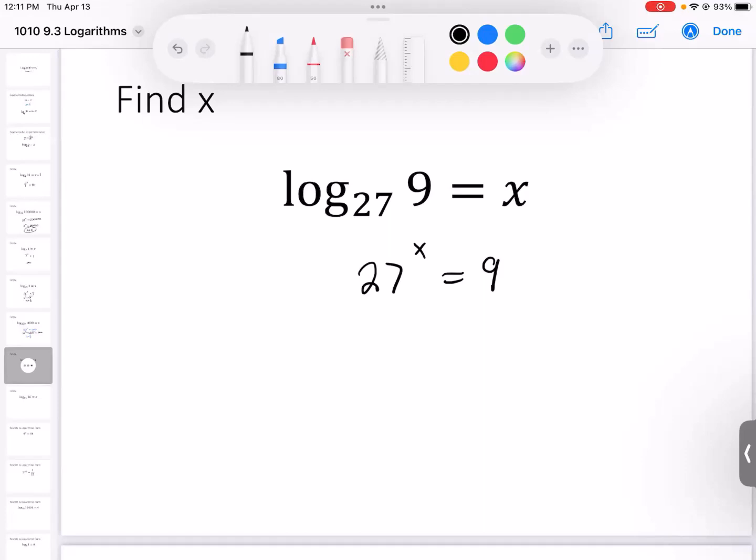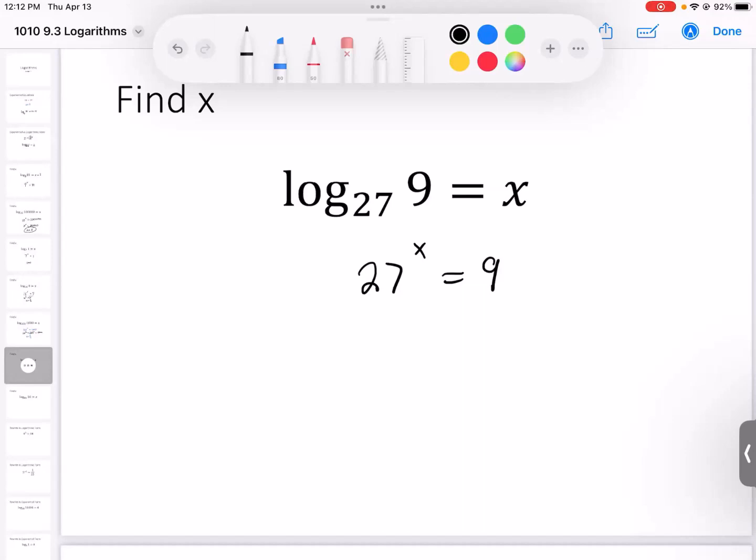Less than, right? Because if you did 27 to the first power, that would equal 27, but we want it to equal 9. So we know that it's going to be less than 1. So we're going to get some fraction in between 0 and 1. But the question is, what fraction do we get? So any ideas of what type of fraction we could raise 27 to?